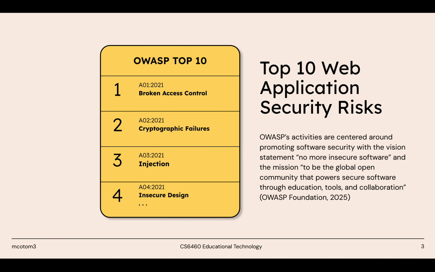Now, in order to raise awareness of secure coding practices, the Open Web Application Security Project, or OWASP, consisting of leading industry and academic leaders, has published their top 10 web application security risks, covering topics such as broken access controls, crypto failures, code injection, and insecure design, with a vision statement, no more insecure software, and the mission to be the global open source community that powers secure software through direct education, tools, and collaboration.